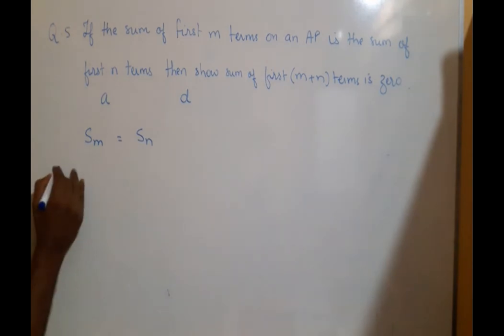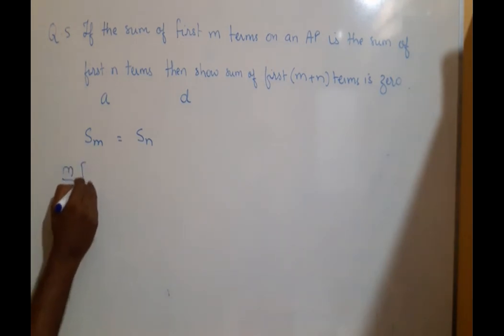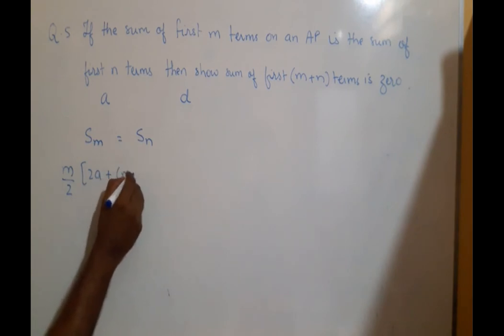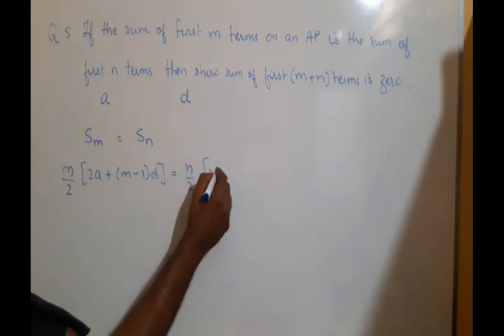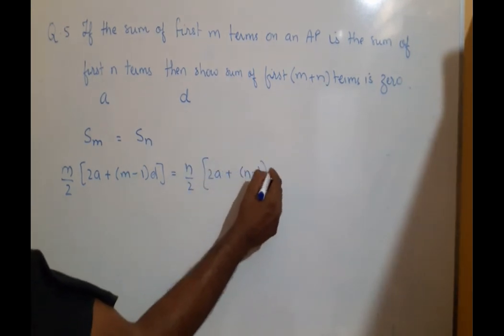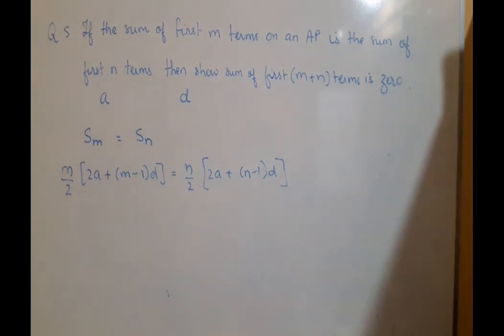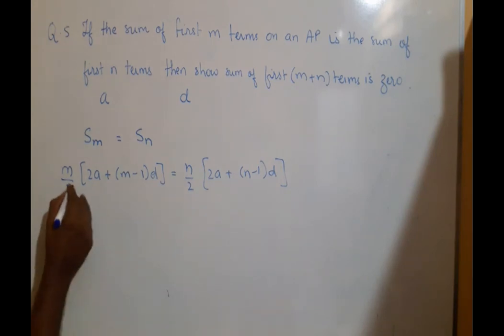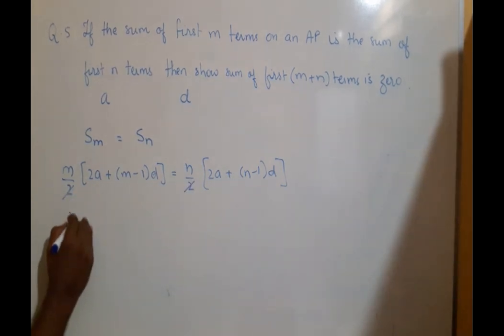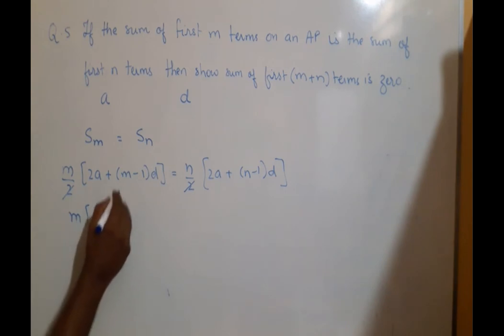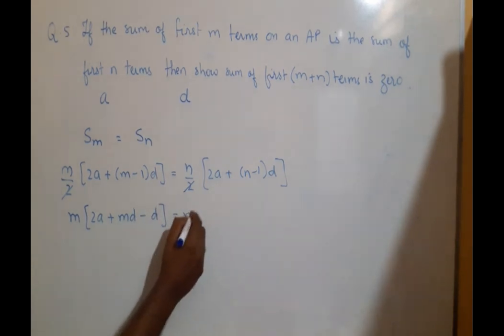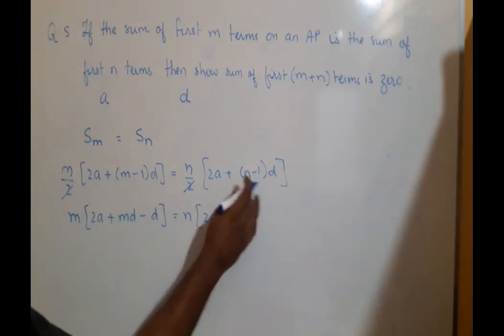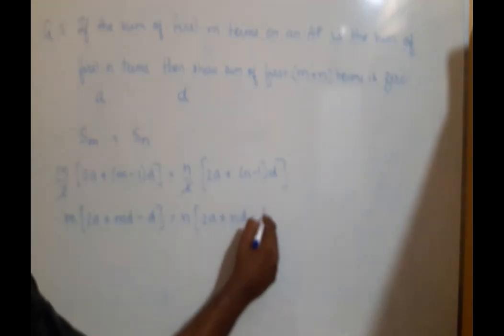So what is the formula for this? m by 2, 2a plus (m minus 1)d equal to n by 2, 2a plus (n minus 1)d. By the formula, these two are equal. Sm equal to Sn, I expanded. So we cut the 2 on both sides. We are left with 2a plus md minus d equal to n, 2a plus nd minus d.